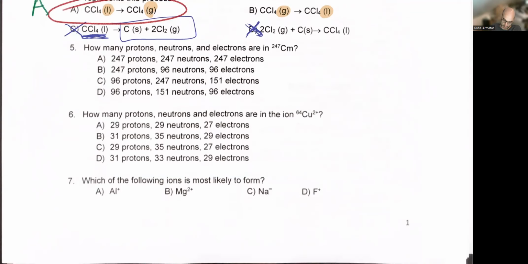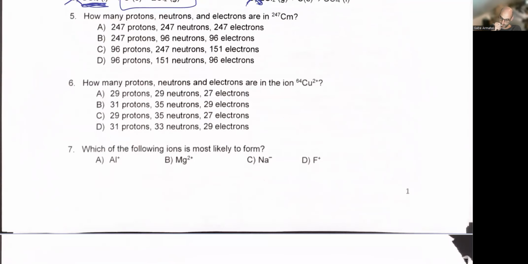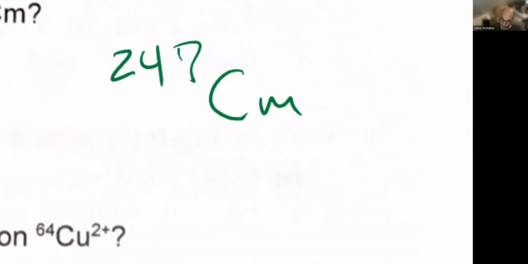All right, moving on. How many protons, neutrons, and electrons? Okay, so now we have a couple of problems that are the same. So I'm going to pull out my periodic table so I can solve this. We've got to find this. All right, so here we go. 247 Cm. That's all the information that I'm given. What we'll notice is a couple of things. So zooming in on this, what do I know?